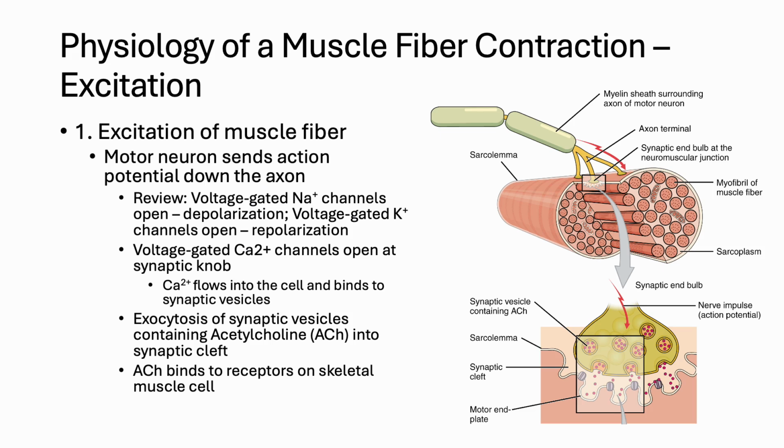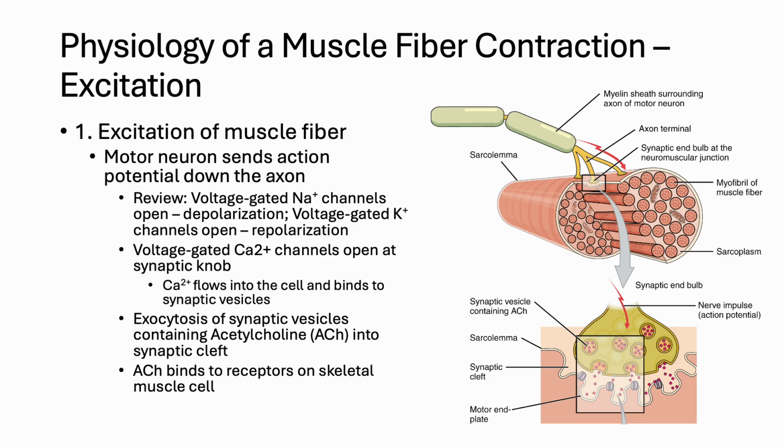Okay, so up to this point, we've looked at the big picture overview. Let's get down into the details, step by step, of how this happens. So the first thing that has to happen is we have to get the muscle fiber electrically excited. As we mentioned, the motor neuron is going to initiate this process because there's an action potential that travels down the axon.